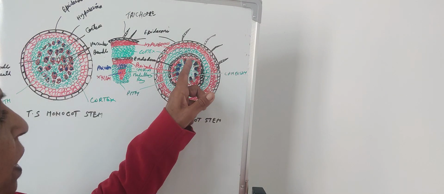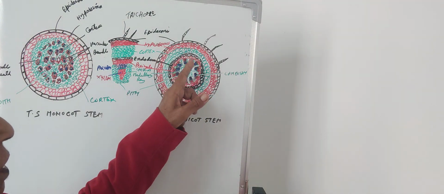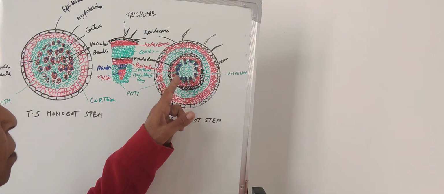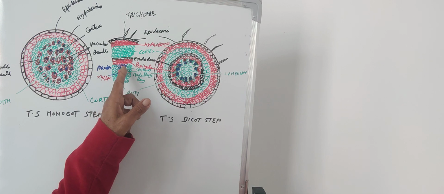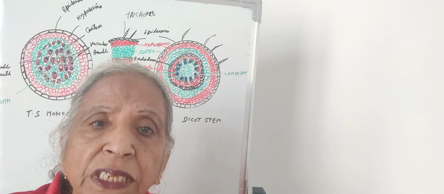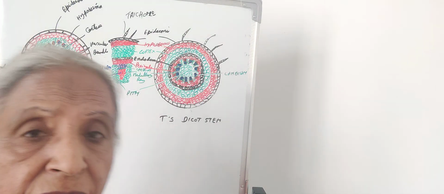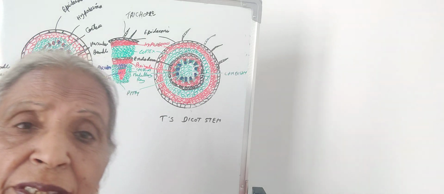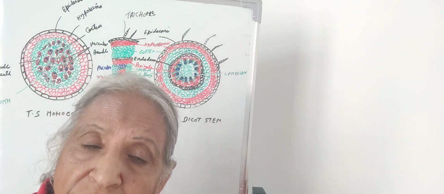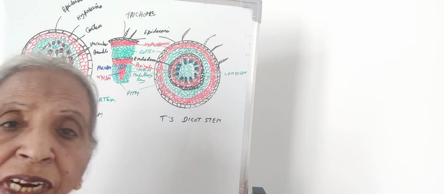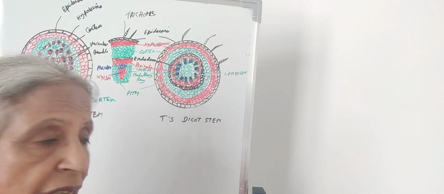The cambium which is present with the xylem and the phloem becomes active. This cambium is called the intrafascicular cambium, that is present in the same bundle, in between the xylem and the phloem. The cambium becomes active and it starts dividing and redividing.